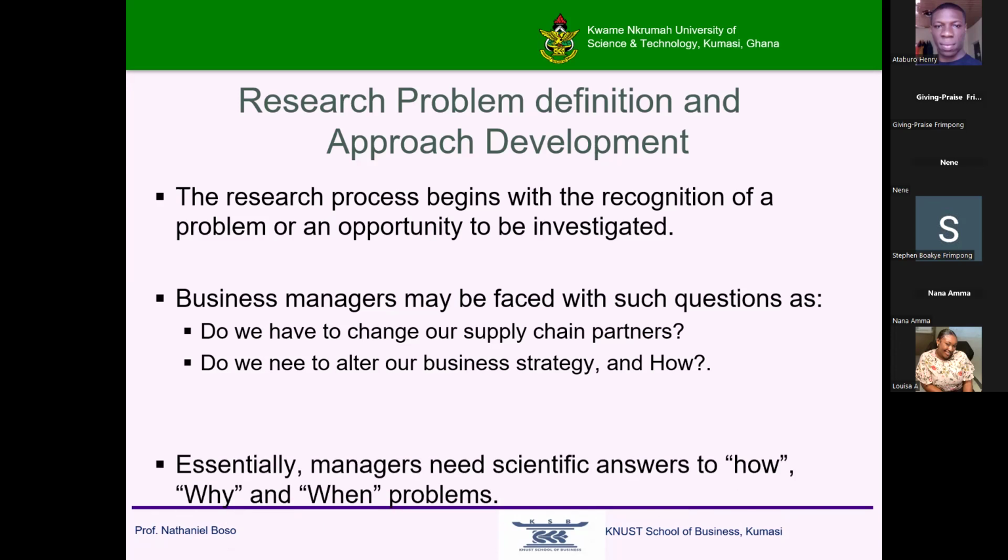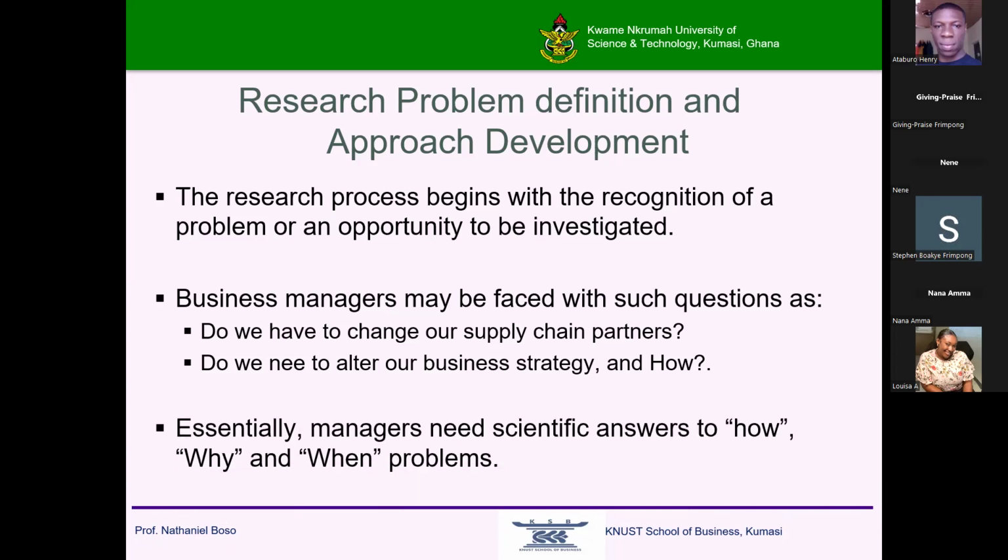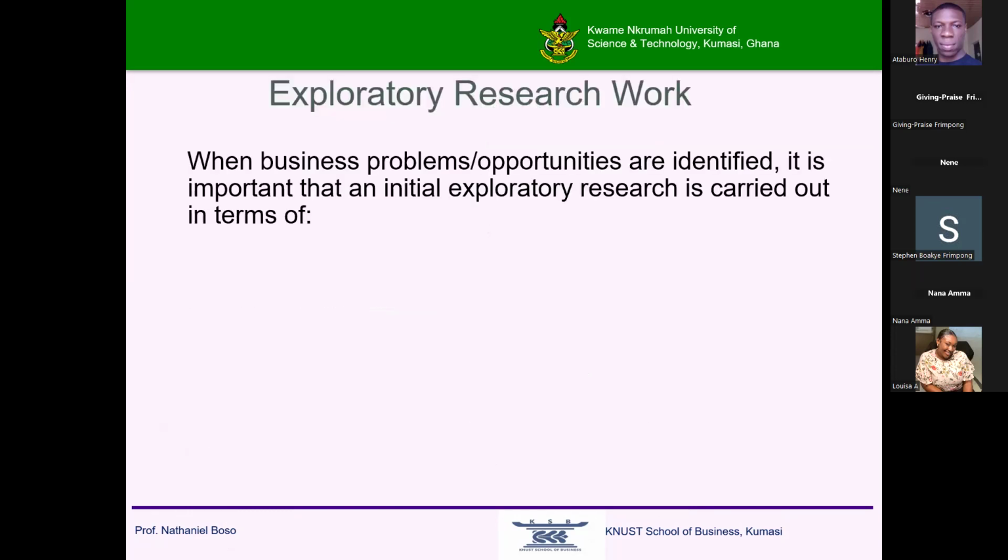So managers need scientific answers to the how, the why, the when kind of questions they have. And these questions must be translated into a research tongue, a research language, okay? So that you can use a scientific or systematic approach to come out with the responses or answers to those managerial questions. Now, since we only see the symptoms or the outcomes of typical business problems first, that leads us to ask managerial type of questions as we saw from the previous slides.